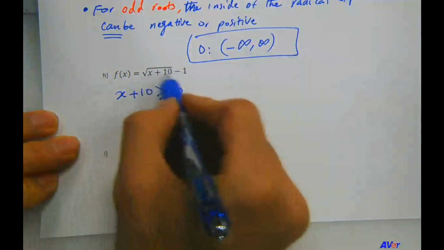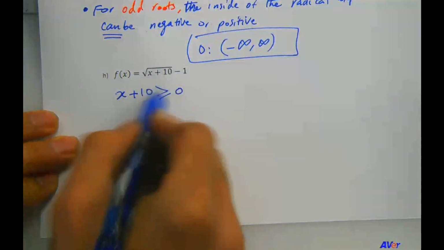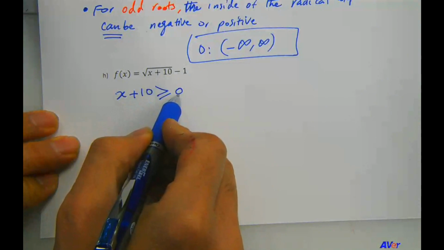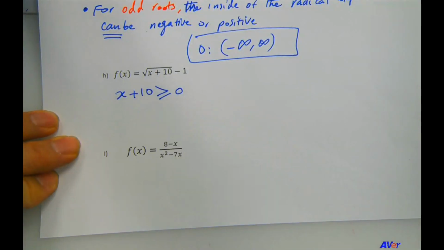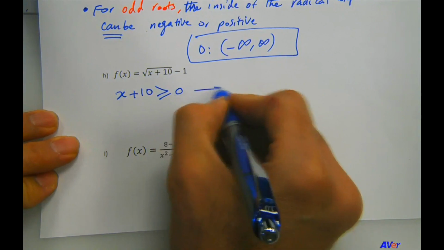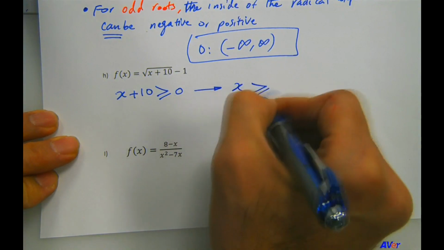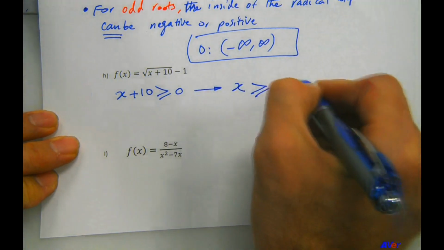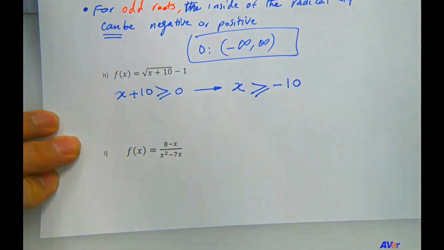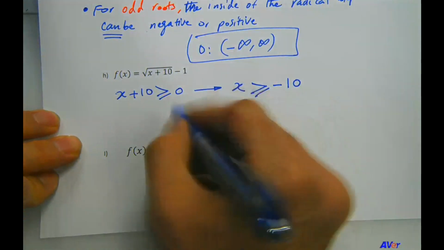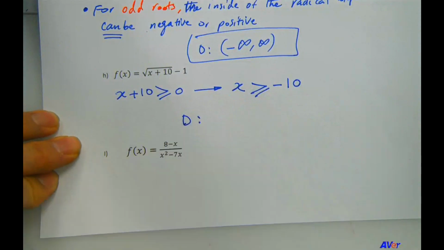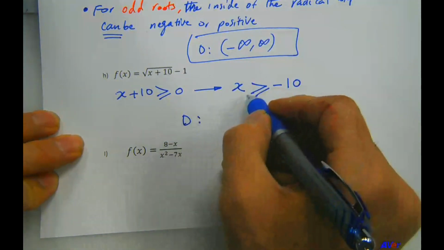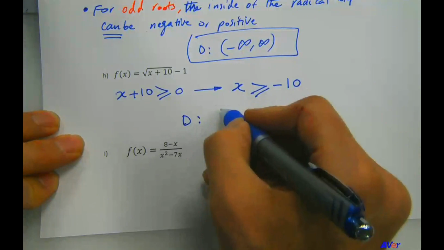We say x plus 10 can be 0 or can be something greater than 0. That's an inequality. We need to solve that. So x is greater than or equal to negative 10. Perfect. So now we can write the domain using the interval notation. Domain is bracket or parentheses? What do you think?